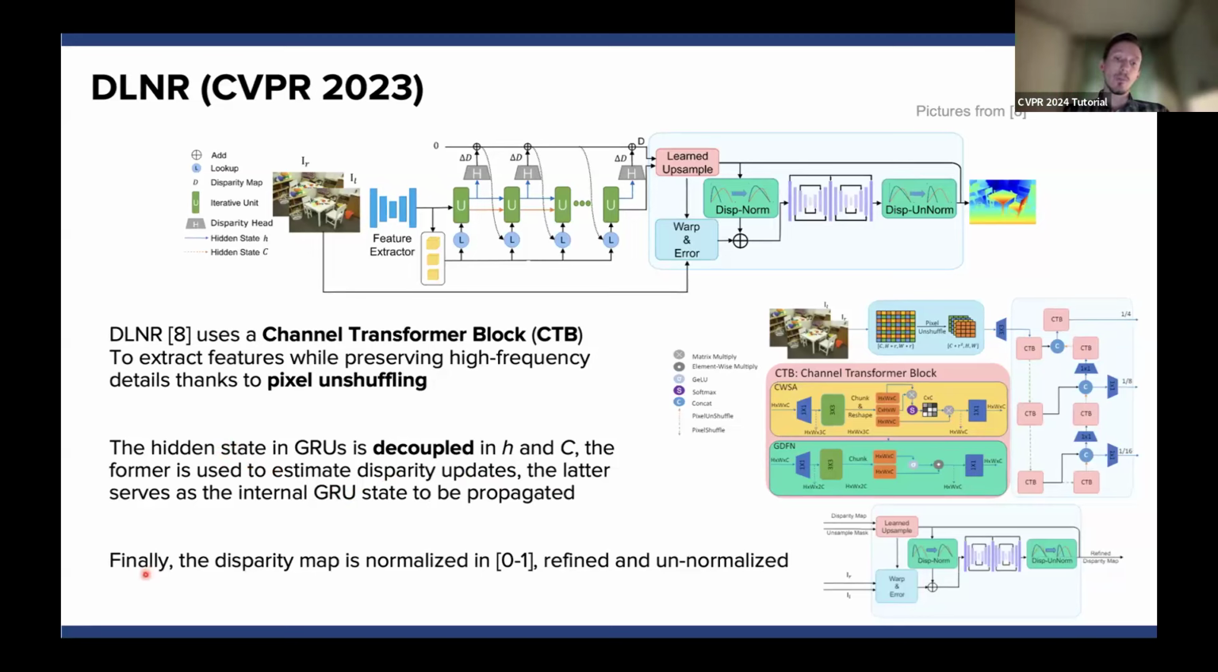Finally, the authors also proposed a refinement module that, given the prediction by the first iterative network, simply takes the initial disparity map, normalizes it into 0-1, refines this disparity map by means of 2D convolutions, and finally unnormalizes these predictions. And this refinement is also based on the reprojection error obtained from the initial disparity map, and of course, using the left and right image by reprojecting the right over the left.